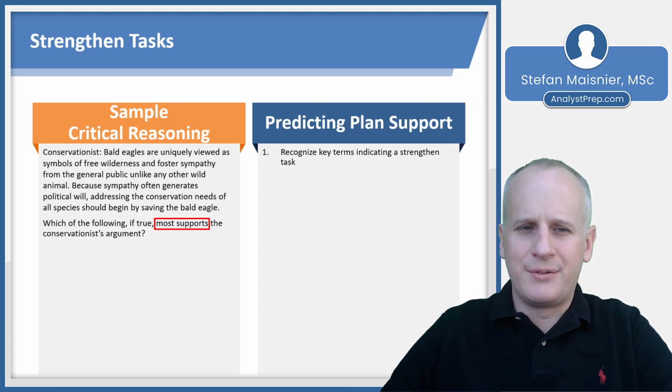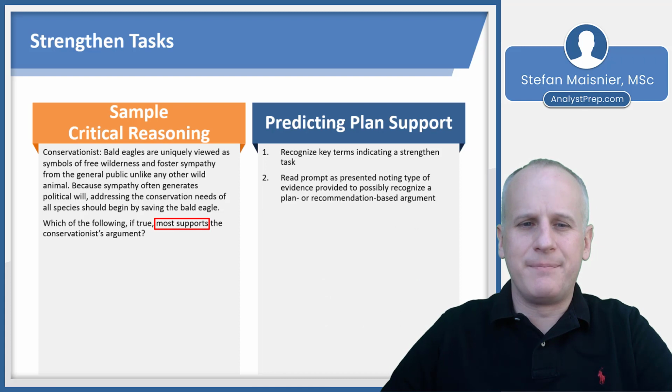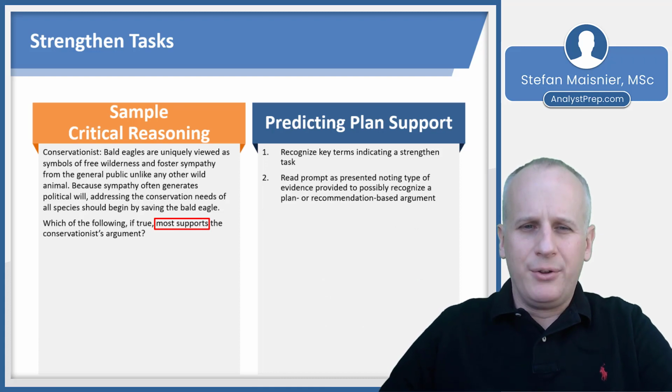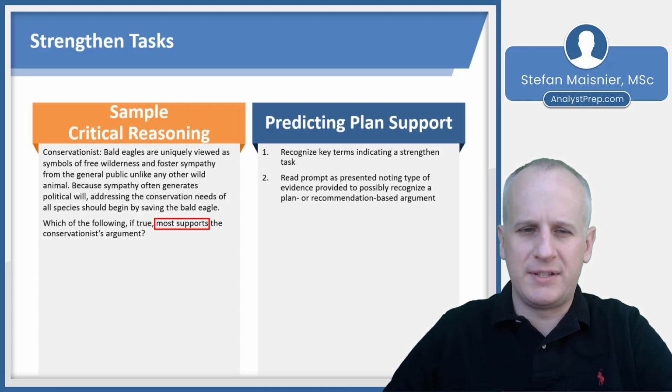Then we want to read the prompt as it's presented, and we've got a conservationist who says, bald eagles are uniquely viewed as symbols of free wilderness and foster sympathy from the general public, unlike any other wild animal. Because sympathy often generates political will, addressing the conservation needs of all species should begin by saving the bald eagle. And we recognize the phrase should begin as a recommendation. This is indicating a plan style argument, and we recognize that.